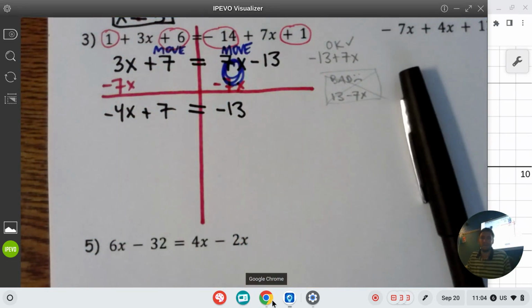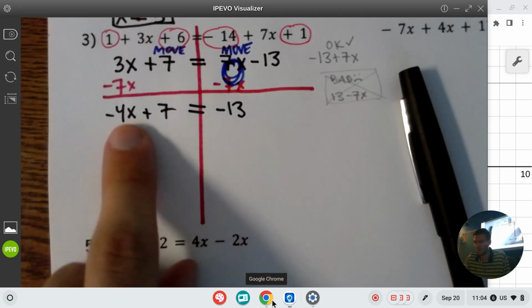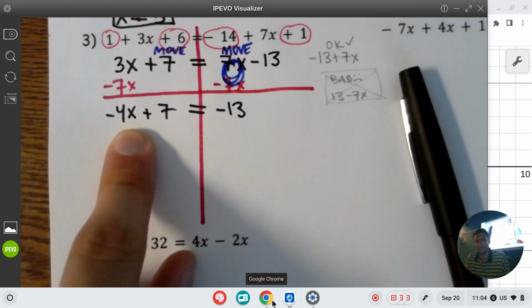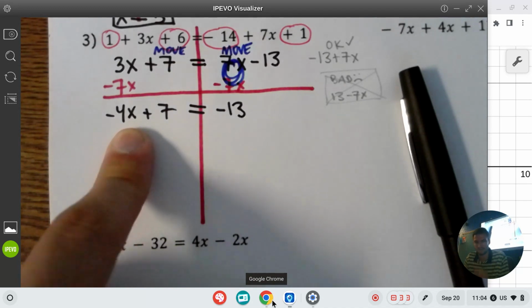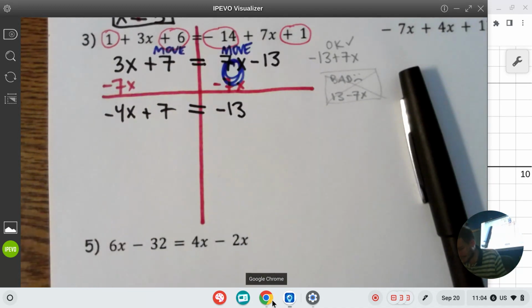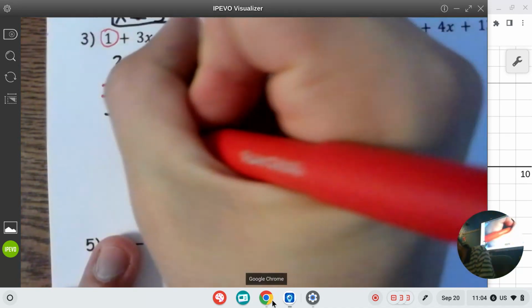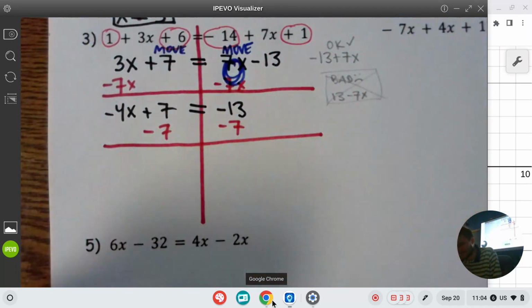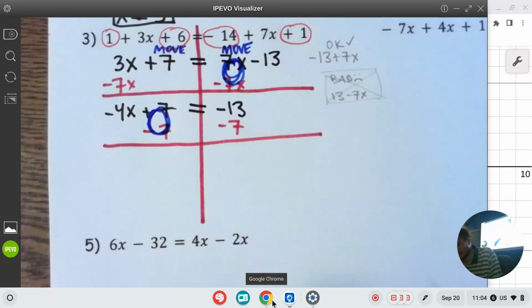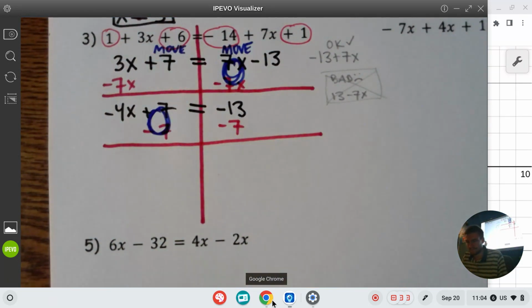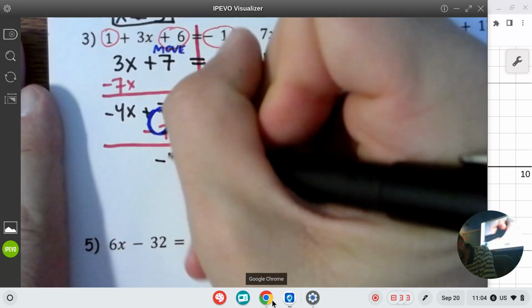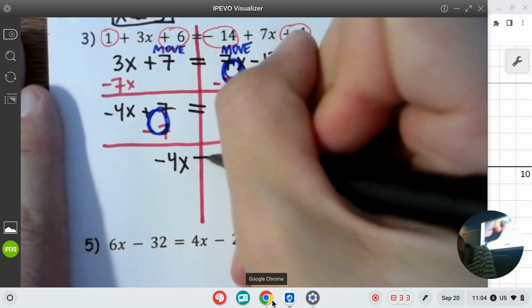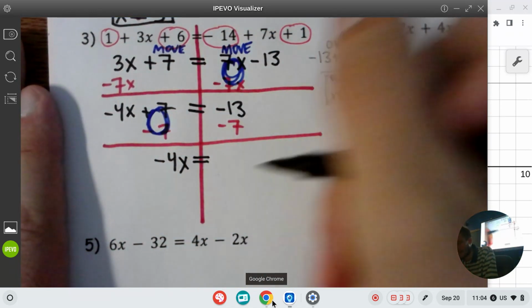Nice job. If you can get to this part with one variable, with one letter, then you should be able to solve this every single time. What goes next? Minus 7, minus 7. Of course, 7 minus 7 is 0. We have negative 4x equals negative 20.